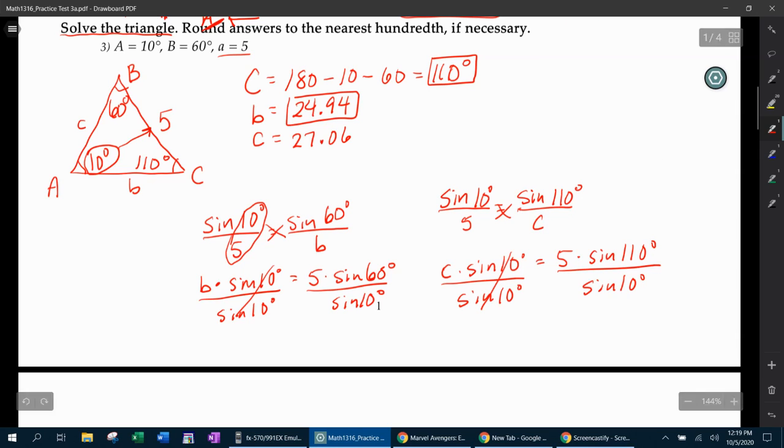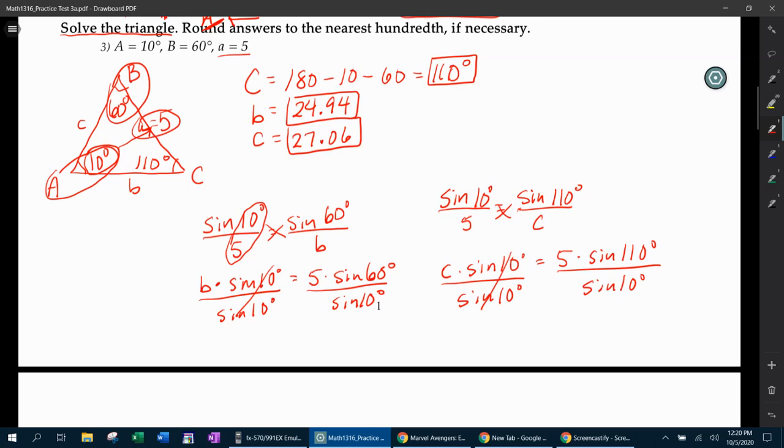27.06, rounded. Okay. Now, notice I now have all 3 pieces of the triangle. I was given big A, big B, and little a. I knew those at the beginning. Now I have big C, little b, and little c.